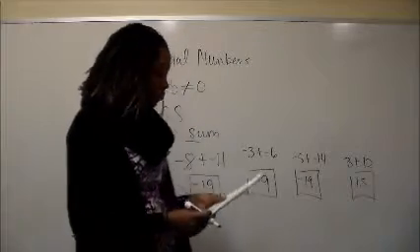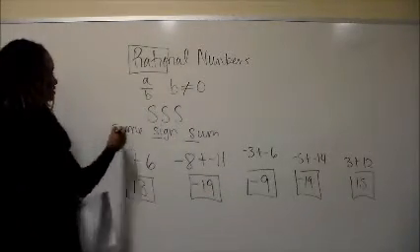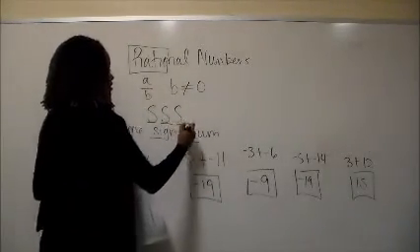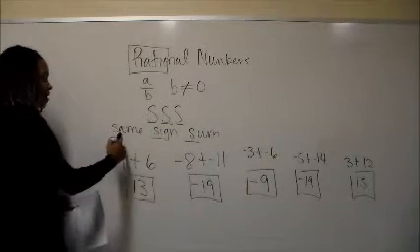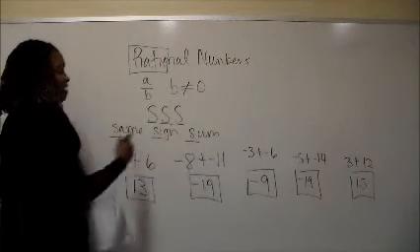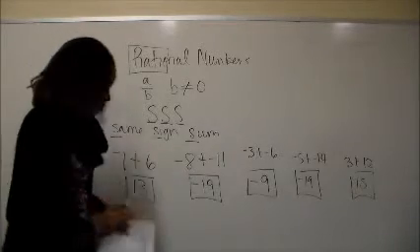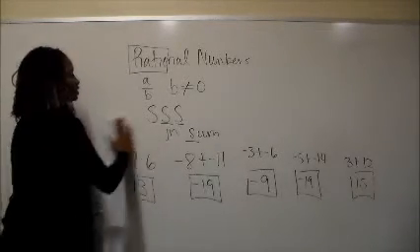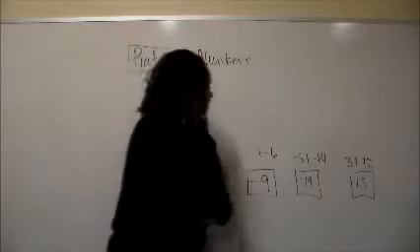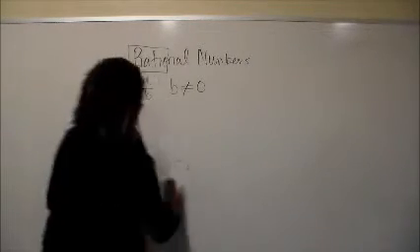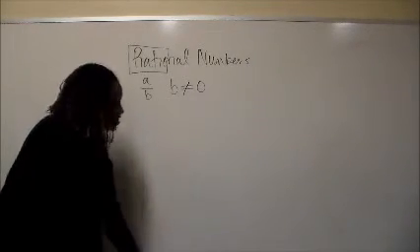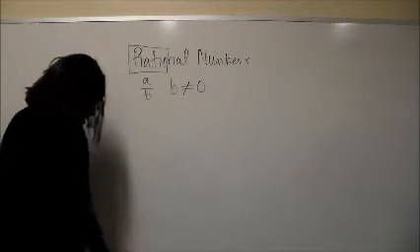Now, this is same sign sum, meaning if they have the same sign, find the sum. What if they don't have the same sign? Now let's look at examples in which the signs will not be the same, but the signs will be different.